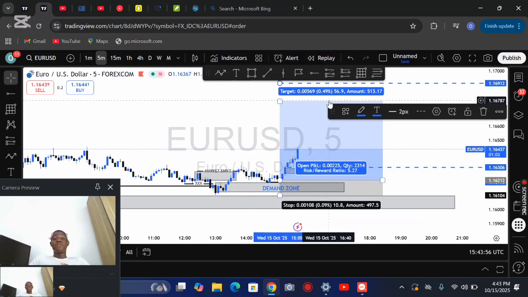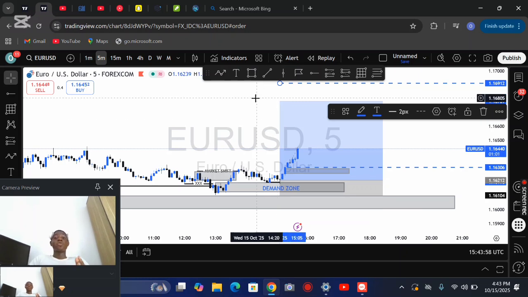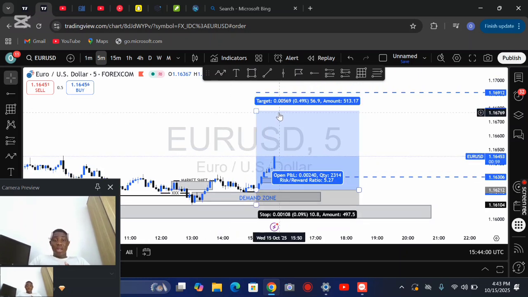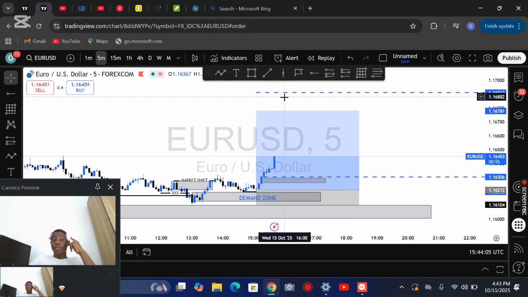You feel me? If price goes to take me out, let it hit my SL. But if it's going to go bullish, I'm going to allow myself to take this again. I'm going to increase my TP all the way to this high. You feel me? That's what I do. That's my risk management plan.